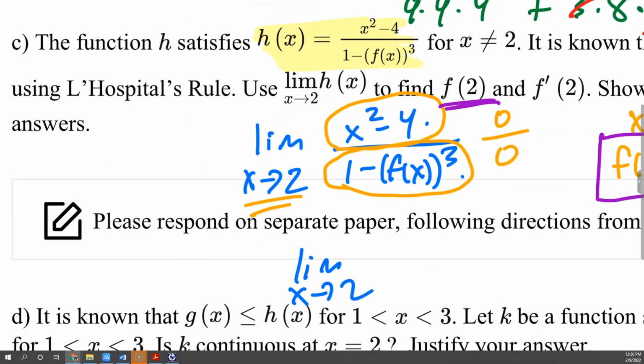Big deep breath. Okay. What's the derivative of the top? 2x. Easy money. What's the derivative of the bottom? That 1 goes away, so it's 0. Then 3 times f of x squared times f prime of x. So it's negative 3 f of x squared times f prime of x.